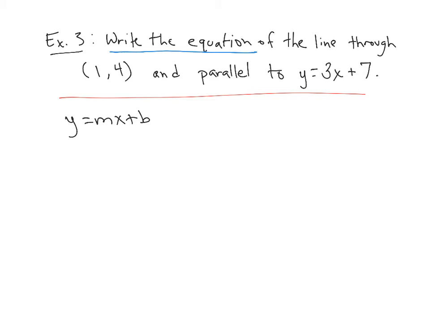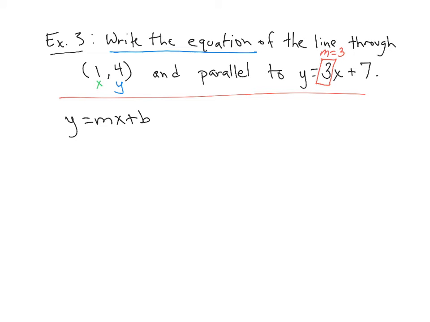Now I know I want the line to go through the point (1, 4), so it's giving me an x and a y. I also know that it's parallel to the line y equals 3x plus 7, and parallel lines have the same slope. So I'm going to be using m equals 3 as my slope here, since in y equals mx plus b, m would be 3 in this equation.